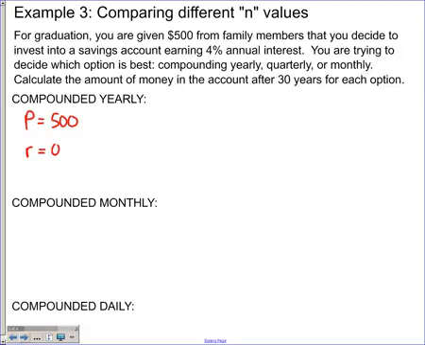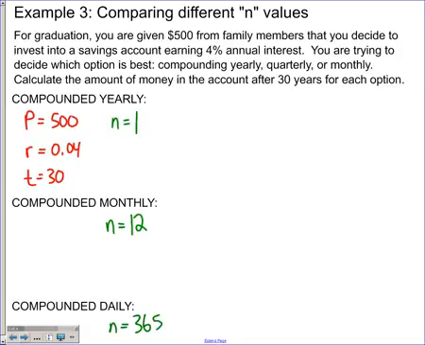So my R value is 0.04, written as a decimal. It says we're trying to decide which option is best, compounding yearly, quarterly, or monthly. So calculate the amount of money for each if we assume that we leave the money in the account for 30 years. So T, in this case, is 30 years. So what's changing is my N value. Compounded yearly, N is equal to 1. Compounded monthly, the number of times per year would be 12 times, since there's 12 months in a year. And if we're compounding our interest every single day throughout the year, N would be equal to 365 for our third equation.